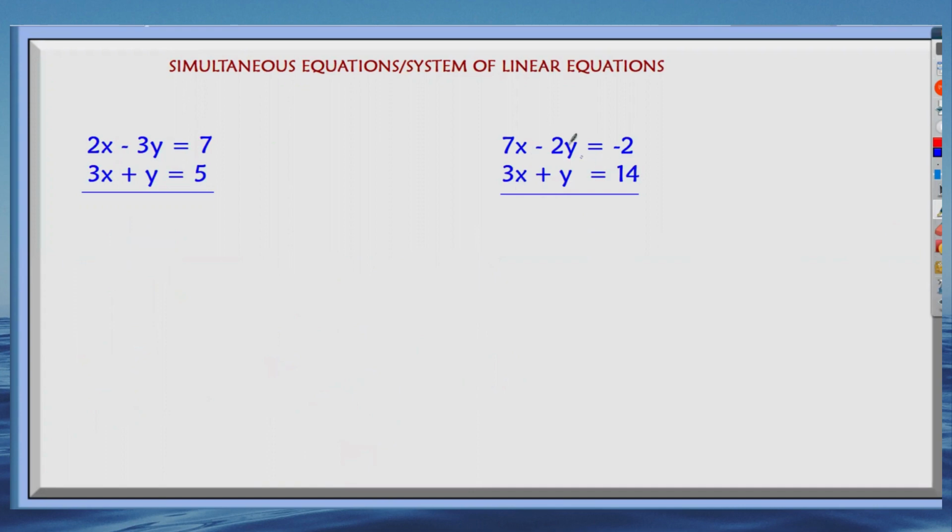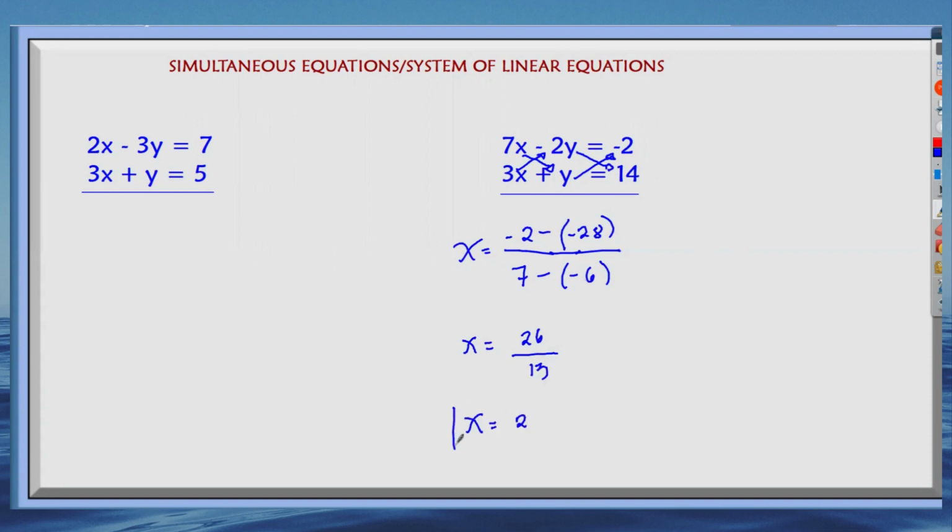Next number. All right. So let's multiply this. So y, 1 times negative 2, so that is negative 2. And negative 2 times 14, that is minus negative 28. And multiply this. 7 times 1 is 7. 3 times negative 2 is negative 6. x is equal to, so that will be 26 over 13. x now is equal to 2.